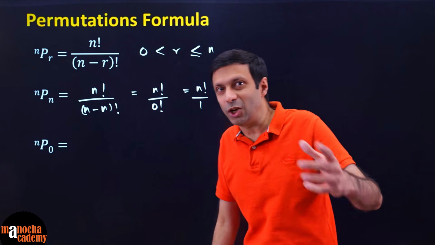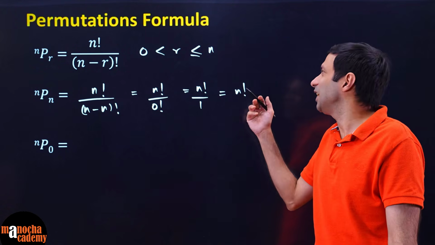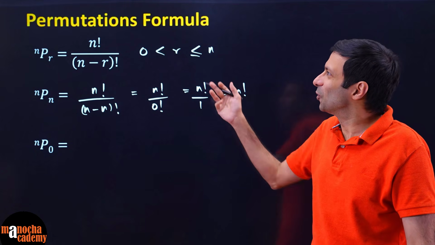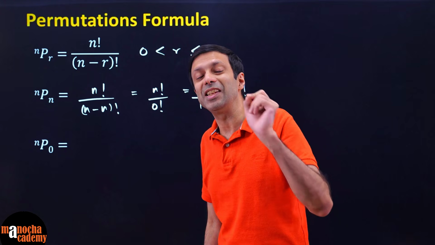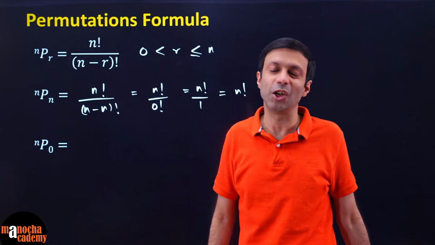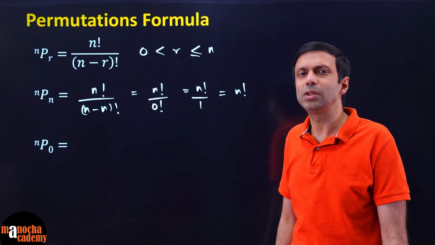When you take all the objects at a time, again, repetitions are not allowed, the number of permutations is equal to n factorial. So our formula, the nPr formula, is working when r is equal to n, meaning you're taking all the objects at a time. Now usually we don't use it for r equal to 0.